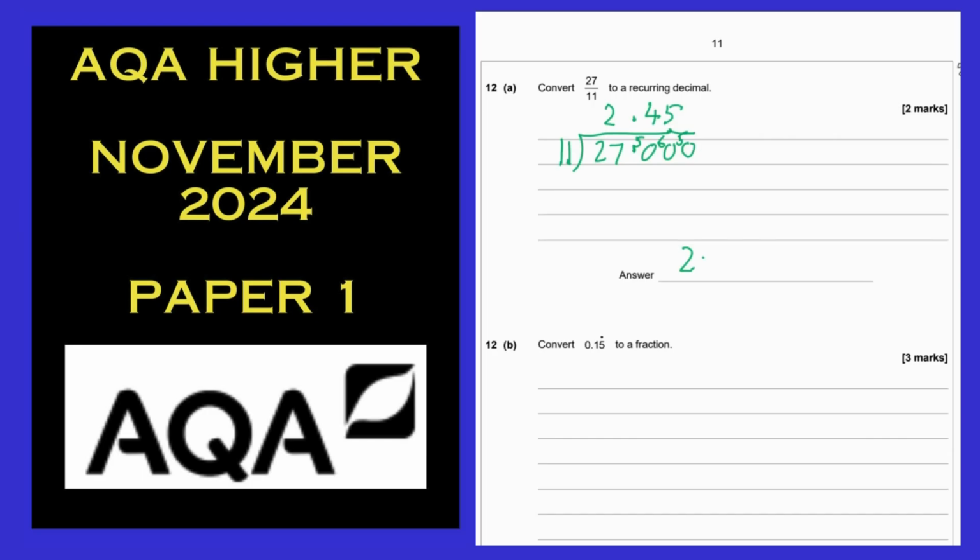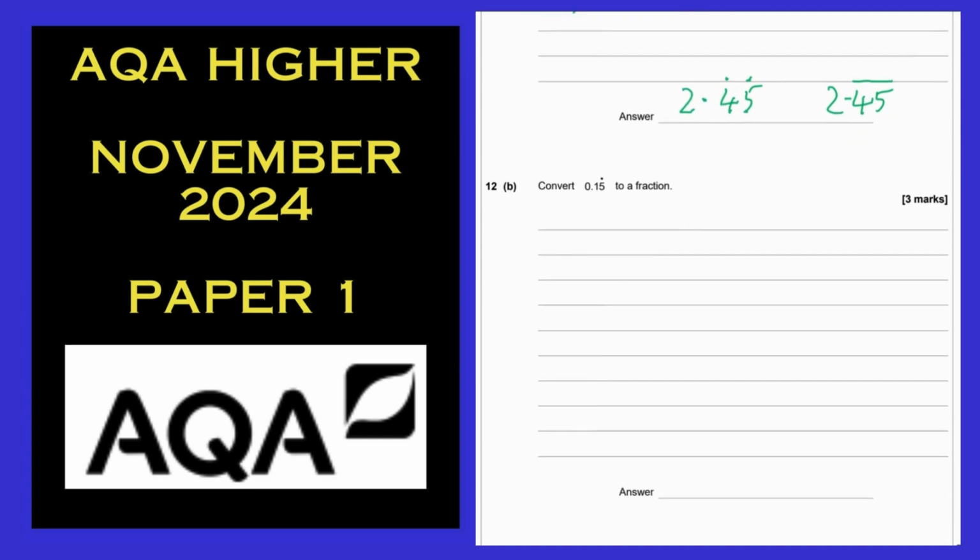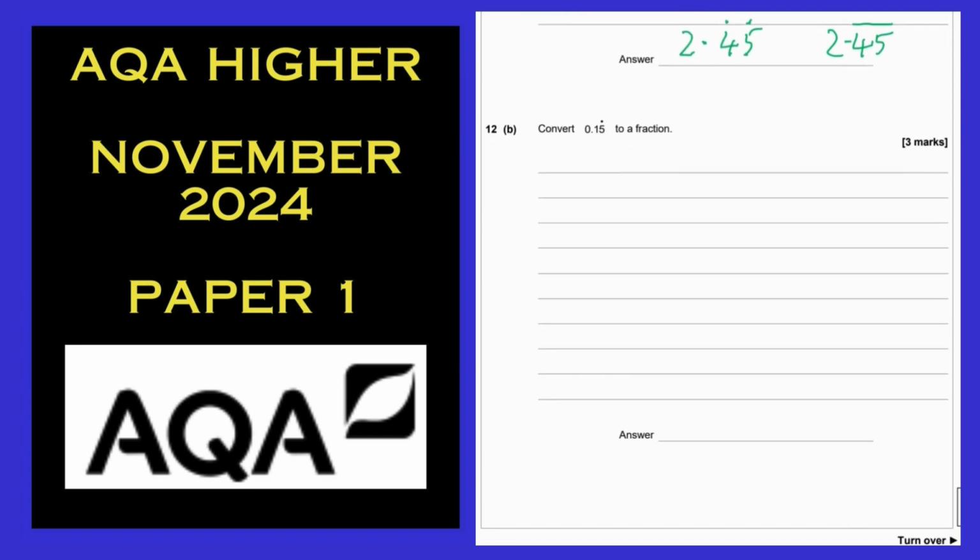We actually know the answer. But just to wrap it up, here's what happens. 11s into 50, 4 11s, remainder 6. It's going to go 4 5 4 5 forever. You need a dot above the 4 or the 5. And I'll just mention while I'm here, an alternative is to put a line over the recurring part. That's just as correct.